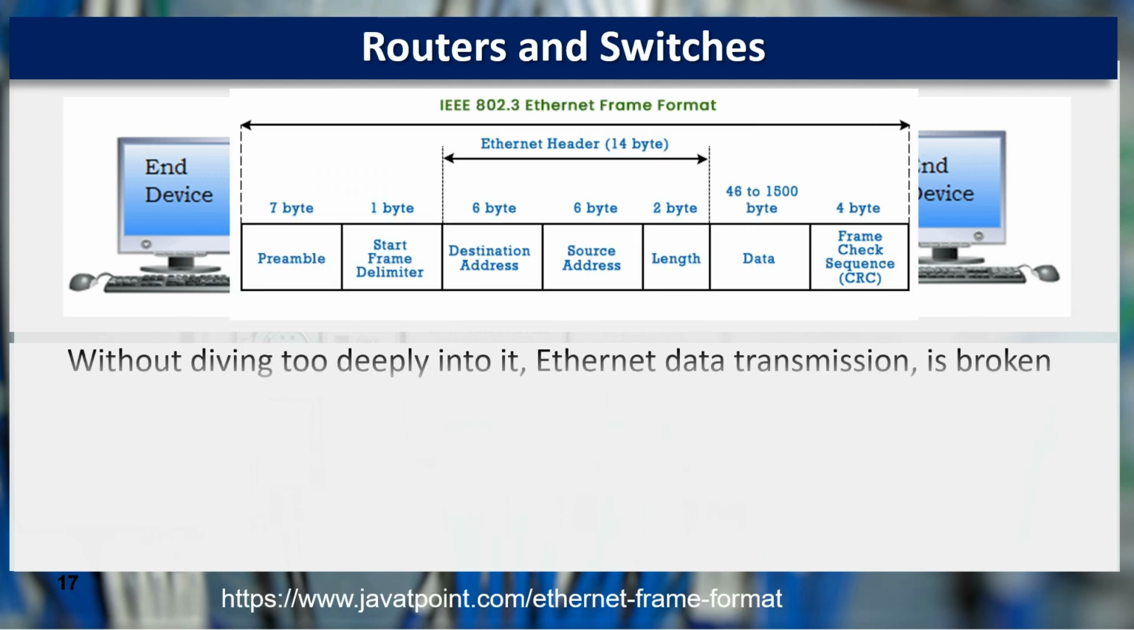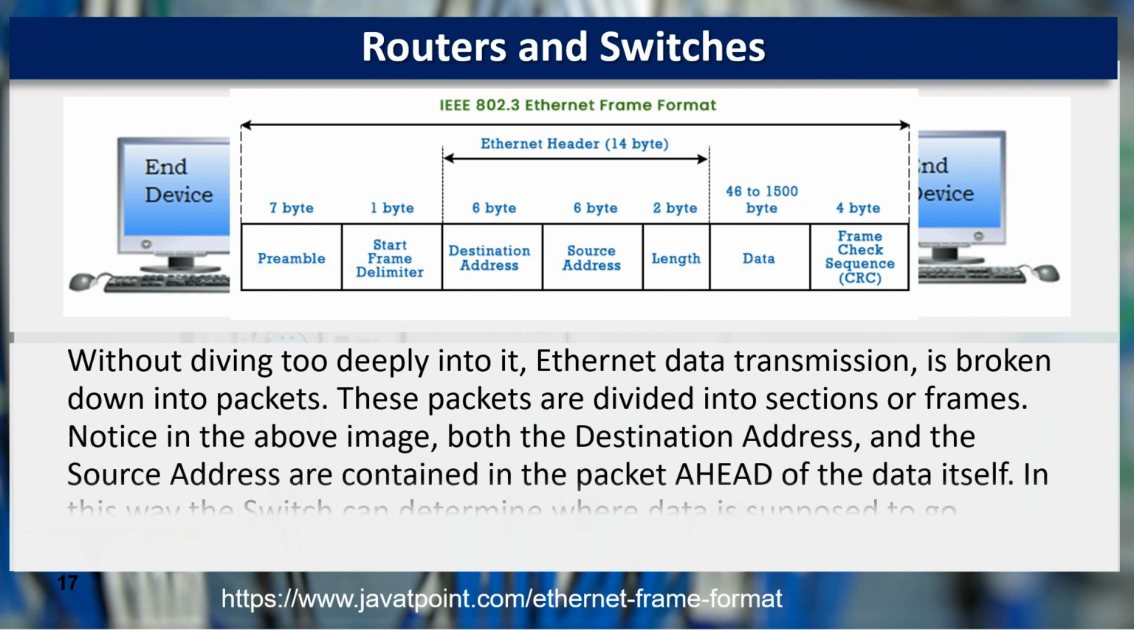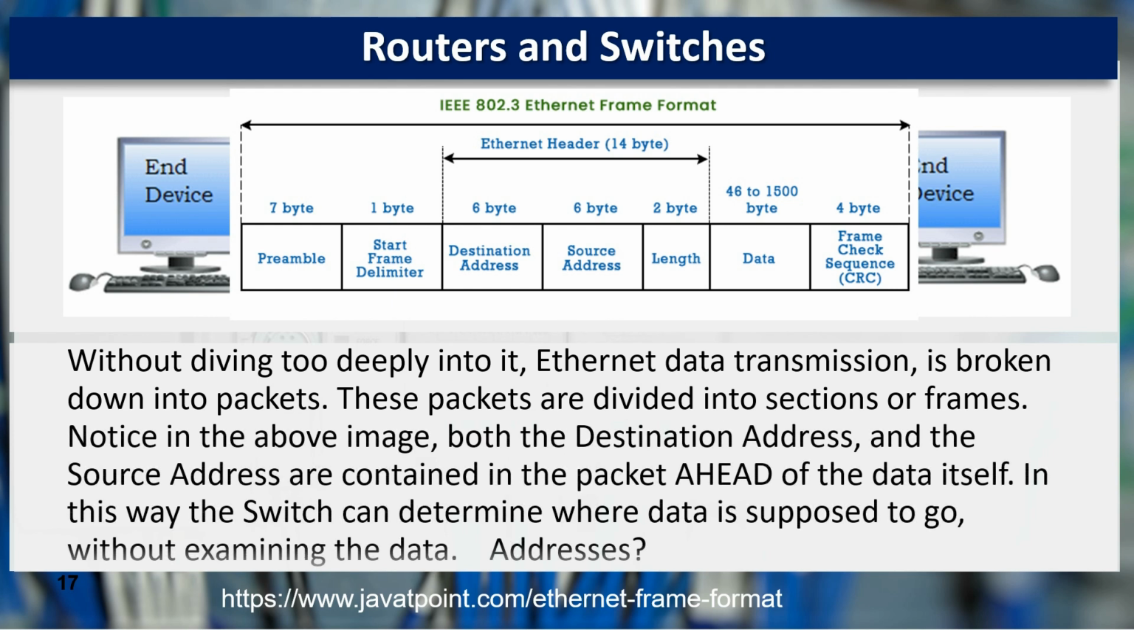Without diving too deeply into it, Ethernet data transmission is broken down into packets. These packets are divided into sections or frames. Notice in the above image, both the destination address and the source address are contained in the packet ahead of the data itself. In this way, the switch can determine where the data is supposed to go without examining the data. Here's the question: what are these addresses?